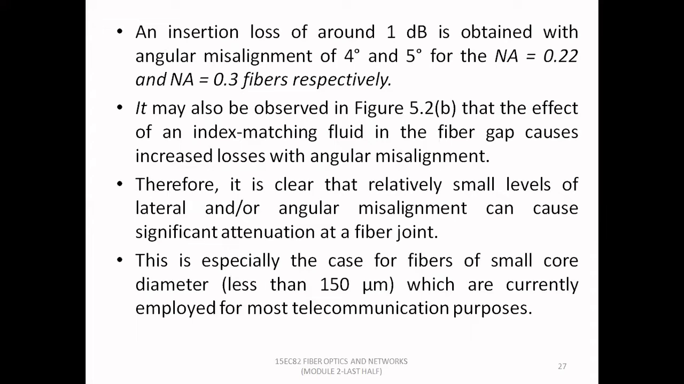It may also be observed in figure 5.2b that the effect of an index matching fluid in the fiber gap reduces increased losses with angular misalignment. Therefore, it is clear that relatively small levels of lateral and/or angular misalignment may cause significant attenuation at a fiber joint. This is especially the case for fibers of small core diameter, less than 150 micrometer, which are currently employed for most of the telecommunication purposes.